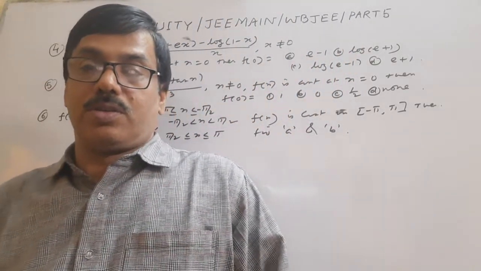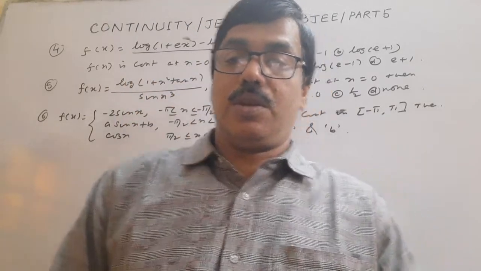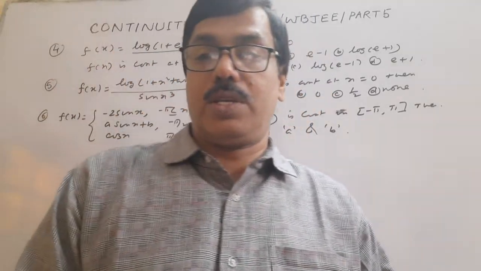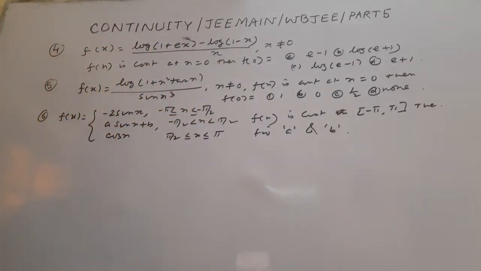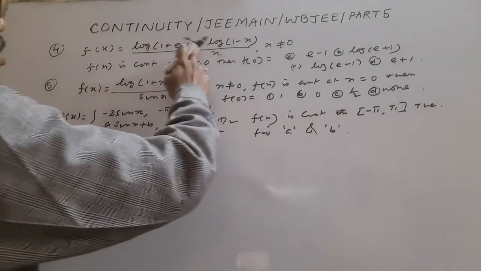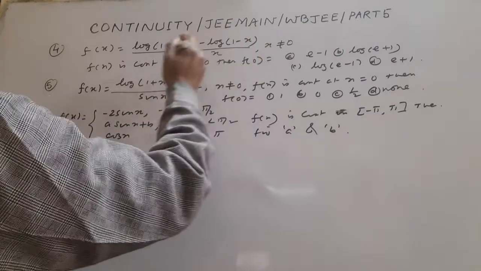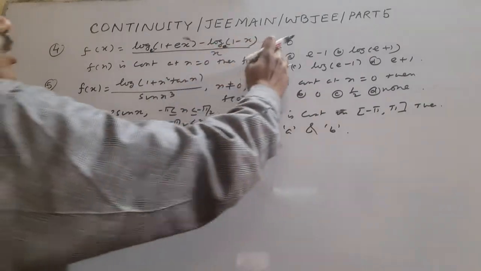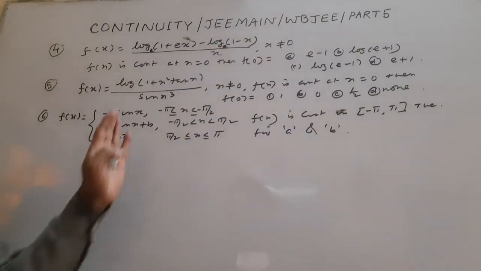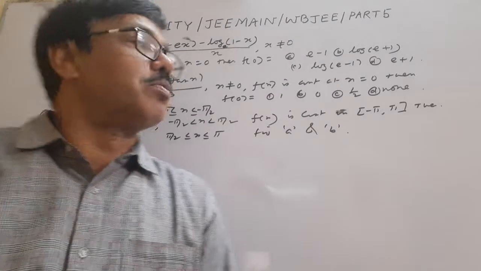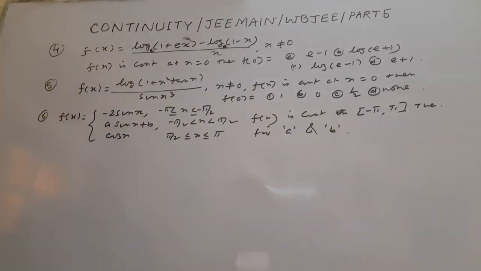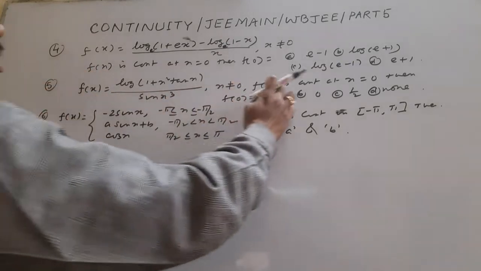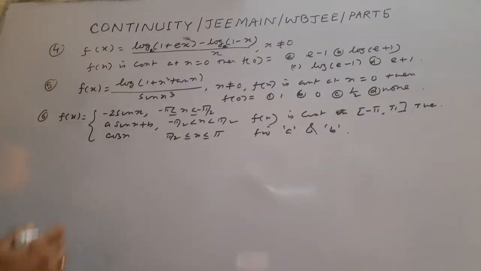Now, we can consider 3 problems of WBJEE. So, look, f(x) equals log(1 plus x) minus log(1 minus x), obviously base is e, divided by x, x not equal to 0. f(x) is continuous at x equals 0, find f(0). So, the fifth one, f(x) is this, continuous at x equals 0, find f(0). So they are of the same type.